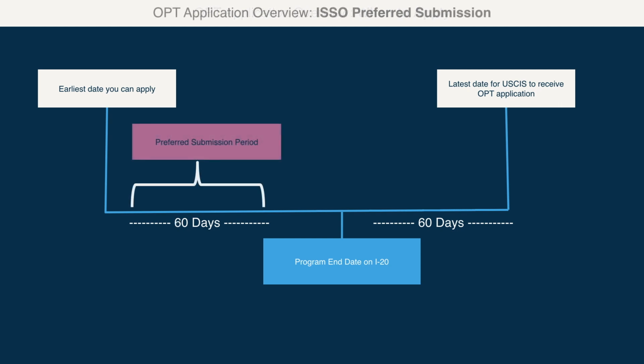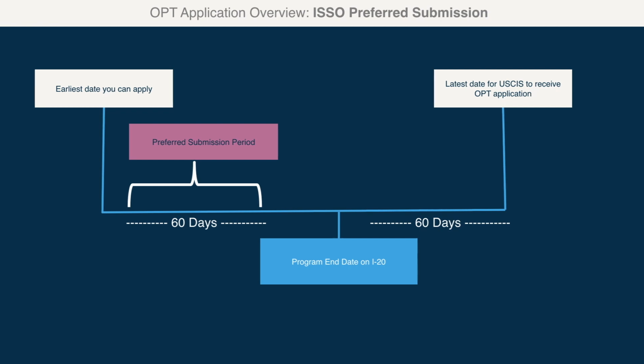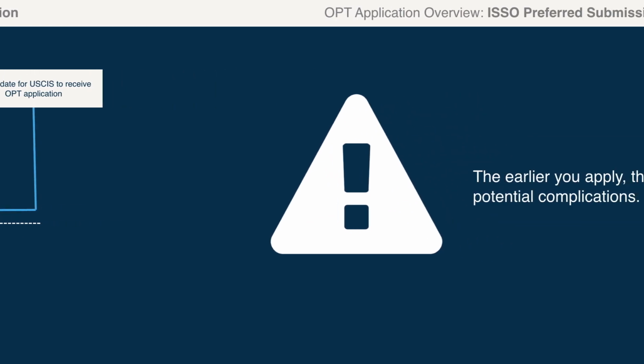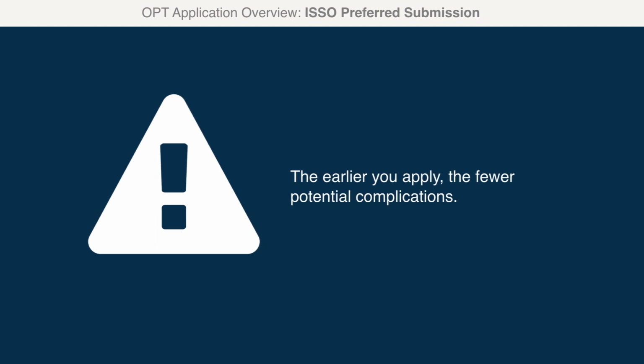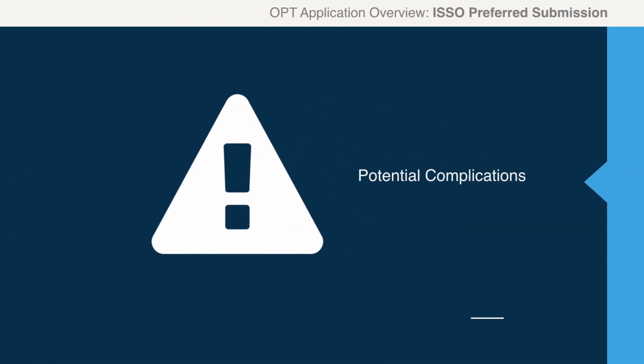Our preferred submission is earlier than the actual deadline because we know from experience that the earlier you apply, the better. We recommend that you submit an application to the ISSO within the first 60 days that you can apply. Obviously, the earlier you apply, the earlier you will receive a response. This will minimize the anxiety of waiting for the EAD at a time that is already stressful because you are finishing the semester, finishing your degree requirements, and possibly job hunting or looking for a new place to live.